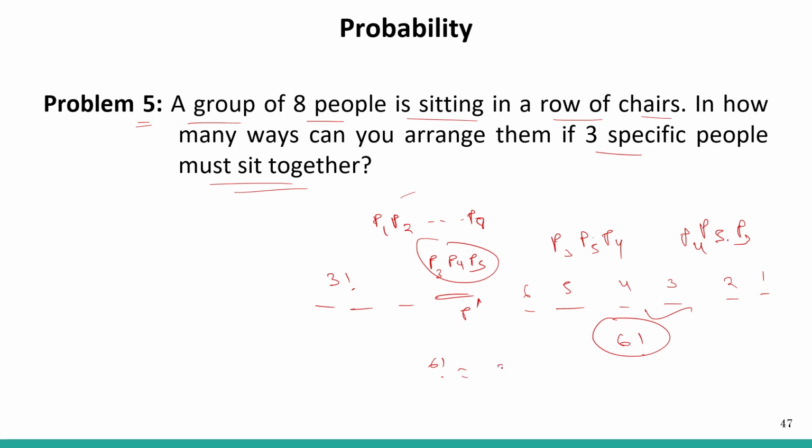So this will be equal to 3 factorial. So this is multiplied with 3 factorial to get the total number of ways. Okay, they must sit together. So it will be equal to 6 factorial into 3 factorial. So this will be the correct answer.